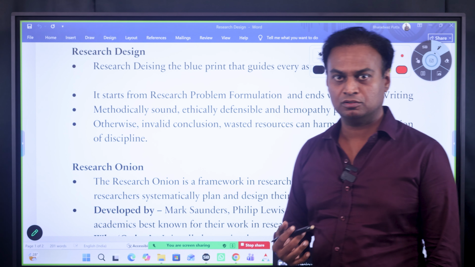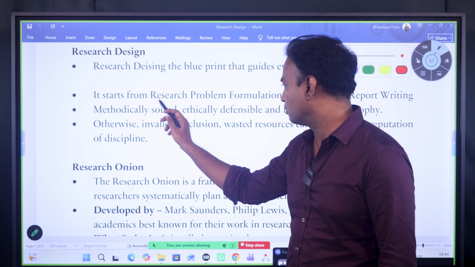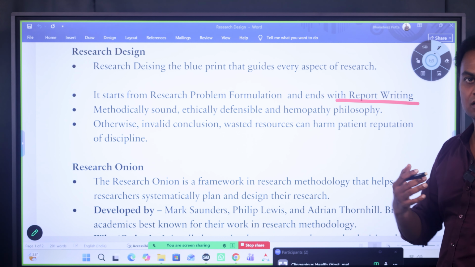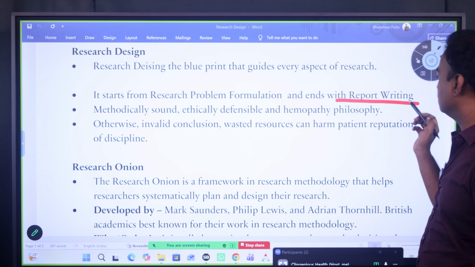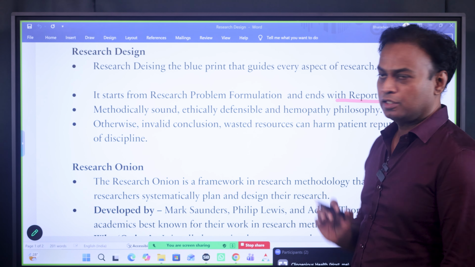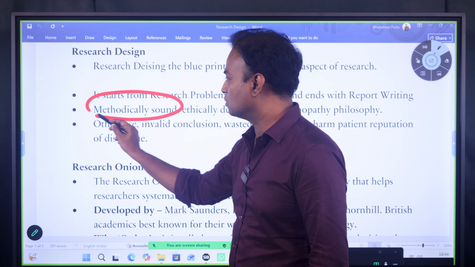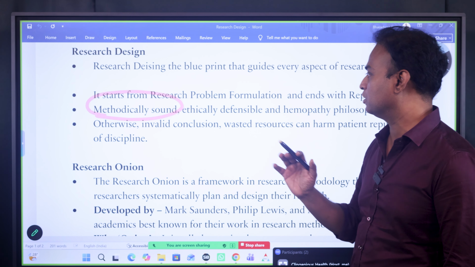When you have a problem, you are going to research on it. It starts from research problem formulation and ends with reporting. After conducting the research, you have to report the research. How should the research be? It should be methodologically sound. You should have sound, good methods employed in the research.